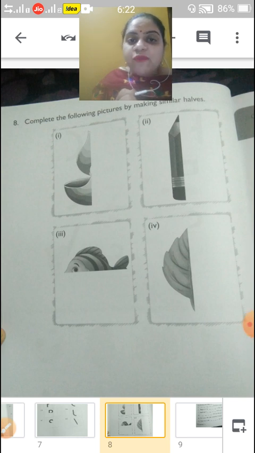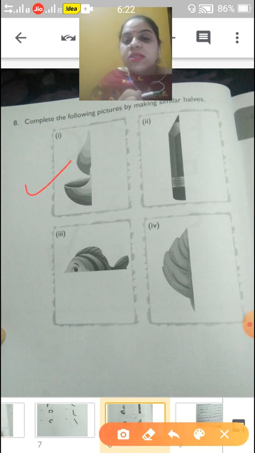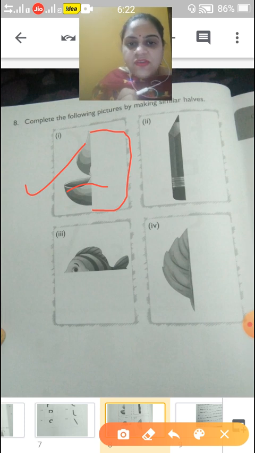similar half pictures. Like this is your Diya. You will draw this. Half is drawn for you. Half here you have to draw the same. Okay, children? Now this is your pencil. Same you will draw here. This is your fish. Same you will draw half here.